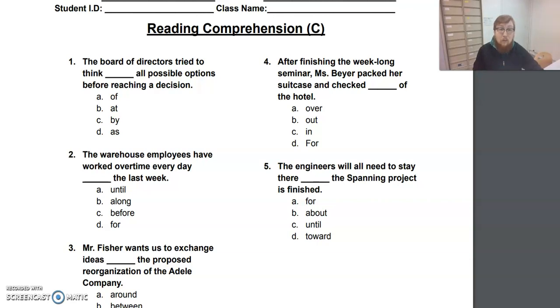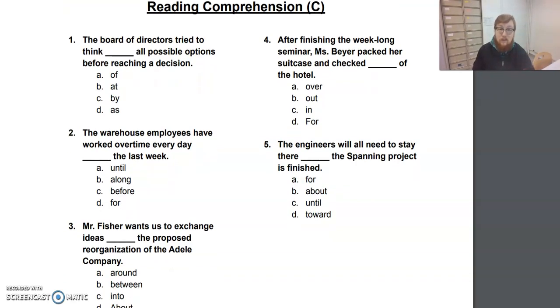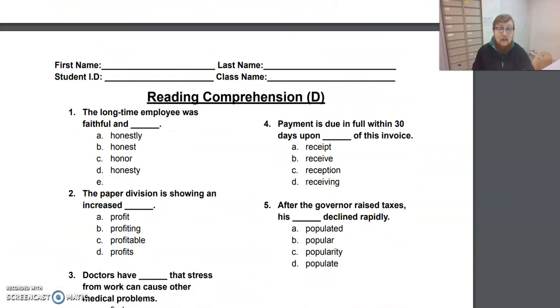Same with question 2. The warehouse employees have worked overtime every day until the last week. Understanding a temporal factor, right? Until, along, before, for. Just keep going through this specific section and then you can target what specifically you're struggling with, dealing with that specific grammatical feature. And D is very similar, right?